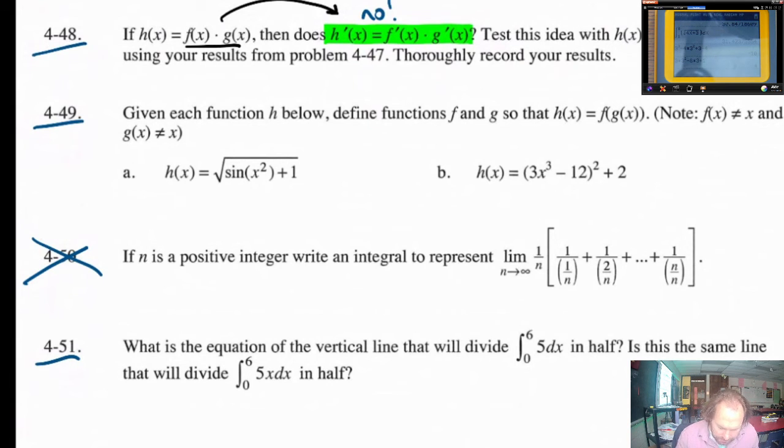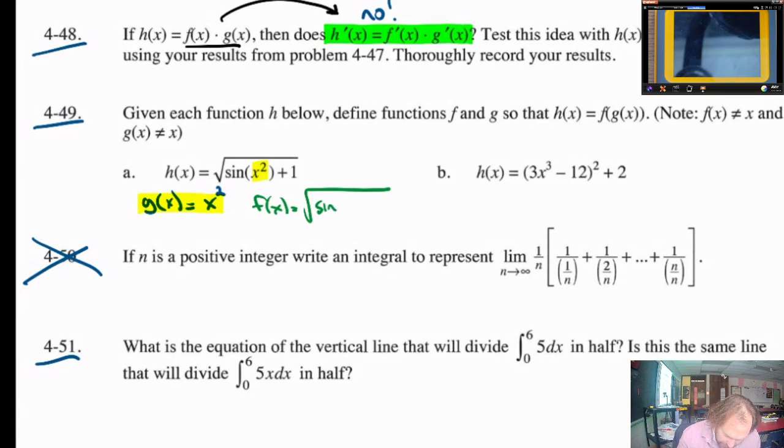So I think the best way to think about this is, let's call the inside function, g of x, x squared. I think that's nice because then that can just be our inside part. And then that means that our outside part, f of x, is going to be the square root of the sine of x plus 1. And that way you can see if I were to plug in x squared right there, I would get sine of x squared plus 1. There's probably another way to do that, but I think that's probably the easiest way.